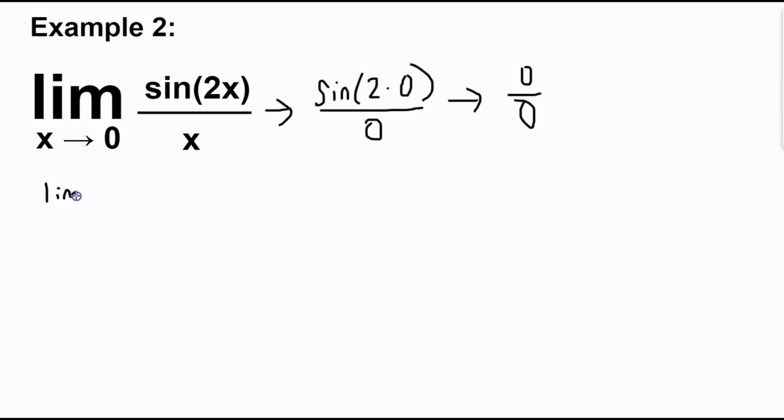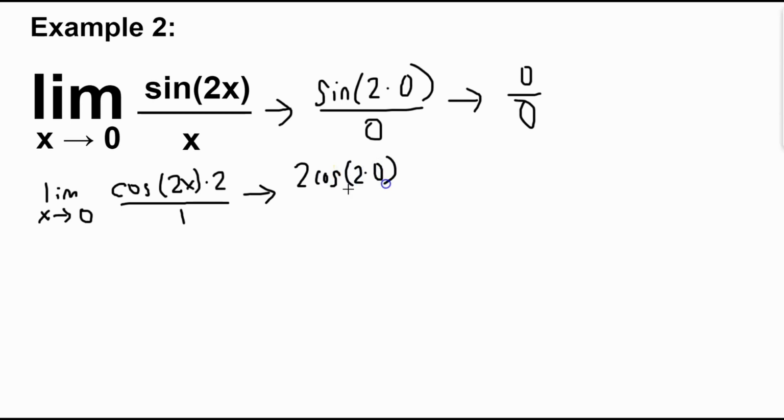So rewrite our expression, and taking the derivative of sine of 2x, well, we're going to have to do a chain rule right here. So cosine of 2x times the derivative of the inside, times 2. Derivative of x is just 1, so this is just 2 cosine of 2x. So now if we substitute in 0 for x, we get this value, and cosine of 0 is 1, so 2 times 1 is 2, so 2 over 1, and that evaluates to 2. And that's our final answer.